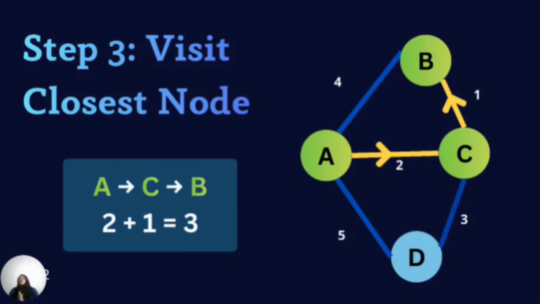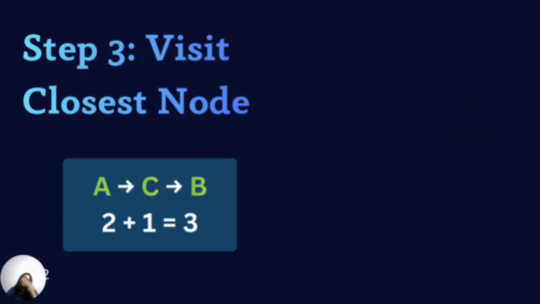Next, we look for the node with the smallest distance between B, C, and D. Node C has the smallest value, which is 2. So, C becomes the next node to visit. This is the key idea behind Dijkstra's algorithm. It always chooses the nearest unvisited node first. This strategy helps the algorithm find shortest paths efficiently.